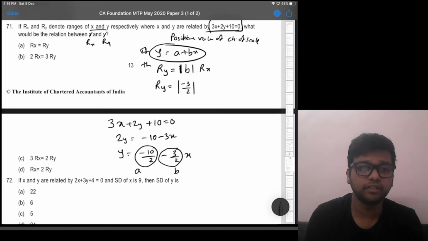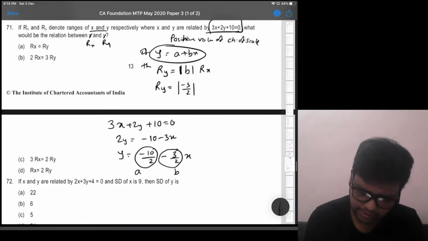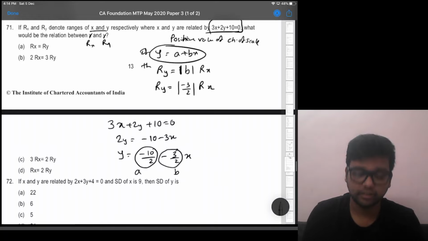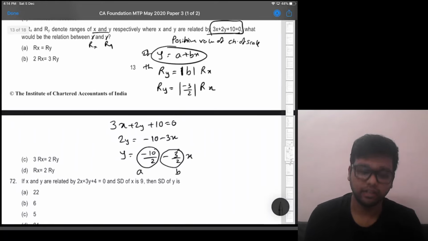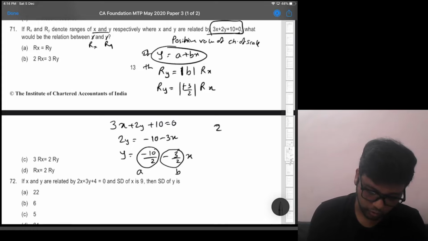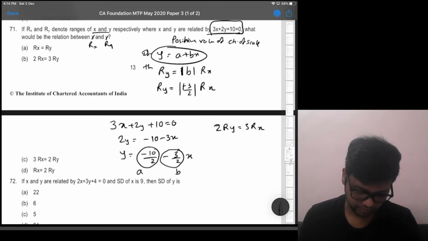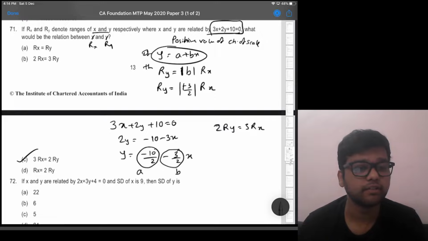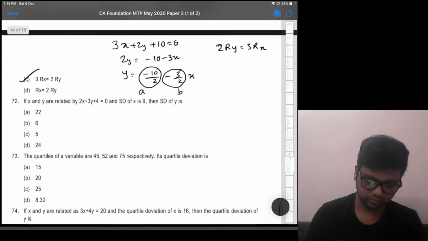Range of x they have not given; they have just asked for the relationship. So it is going to be positive because of the absolute sign. So 2 range of y is equal to 3 range of x. Option C. 2 range of y is equal to 3 range of x.